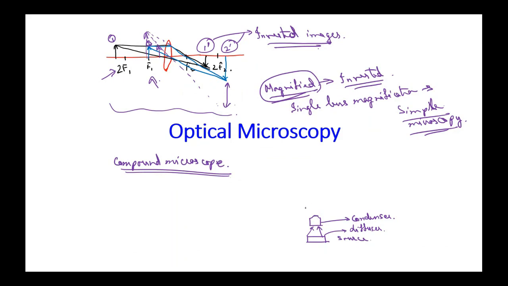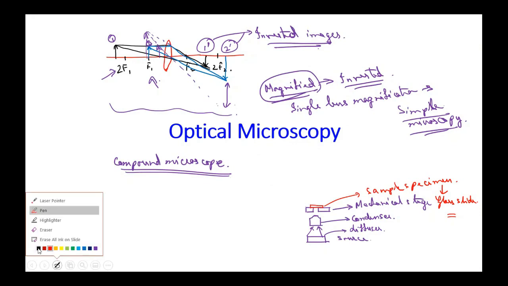Just above this condenser, we will have a mechanical stage. Over this mechanical stage, we will have our sample specimen. The light will be passing through this sample specimen, and usually you will see that we use glass slides to hold the specimen. Now the light passes through, and it will be collected through an objective lens.